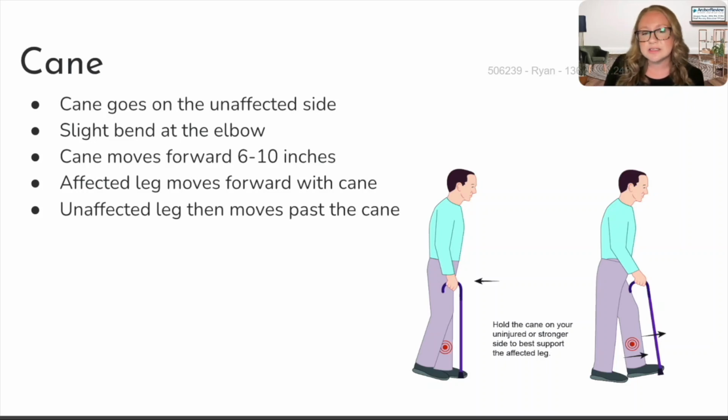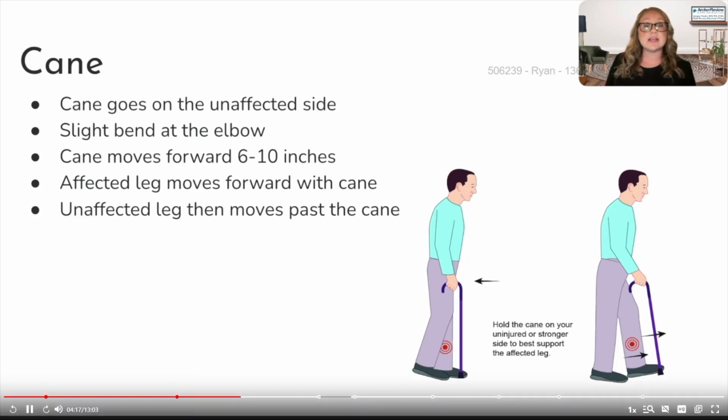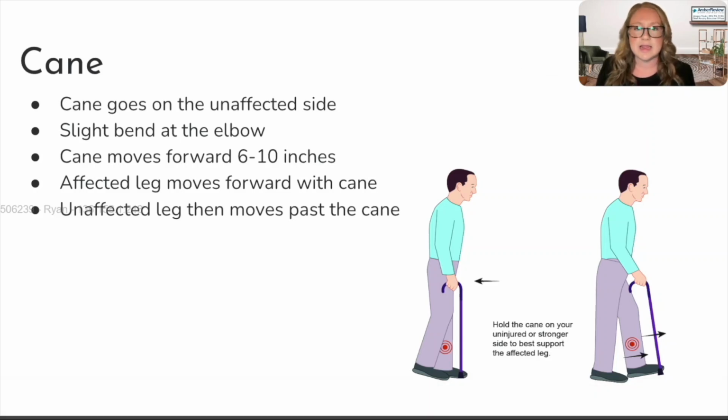So that affected leg, that bad leg, is going to go forward at the same time that the cane goes forward. And this is why it's so important the cane is on the unaffected side. I almost want you to think about it as like an extension of the arm. And as the client walks, they swing their arms. That's what we normally do when we walk, right? Kind of in opposition. Our right leg goes forward and our left arm kind of swings forward. That's just our natural gait. Our body staying even and helping us balance.